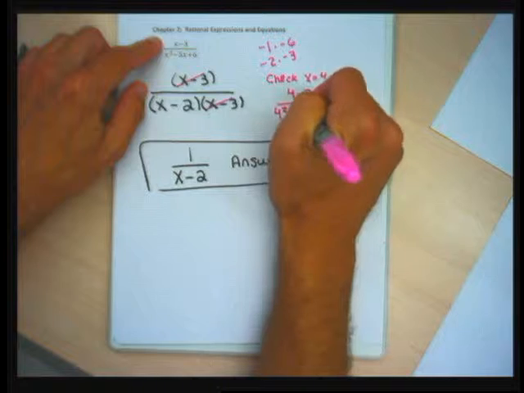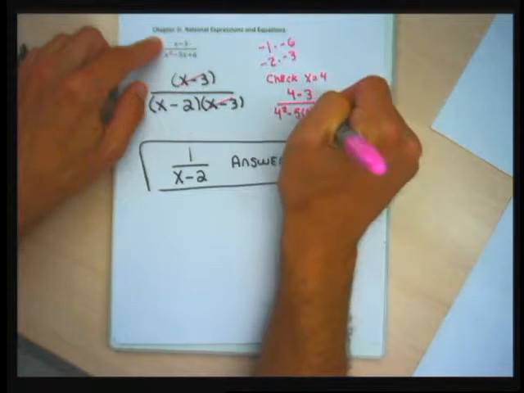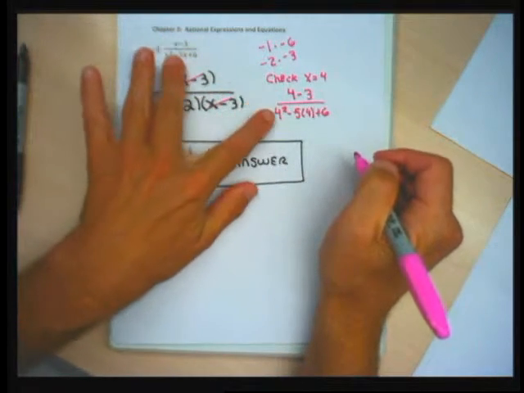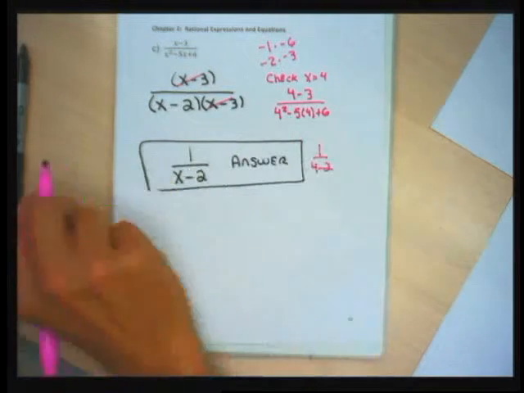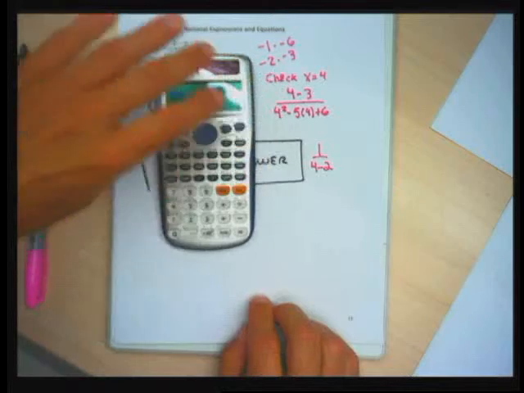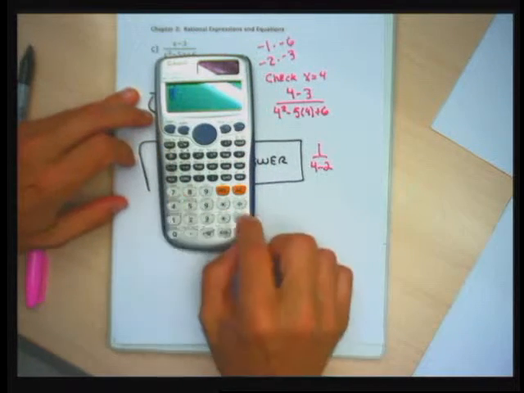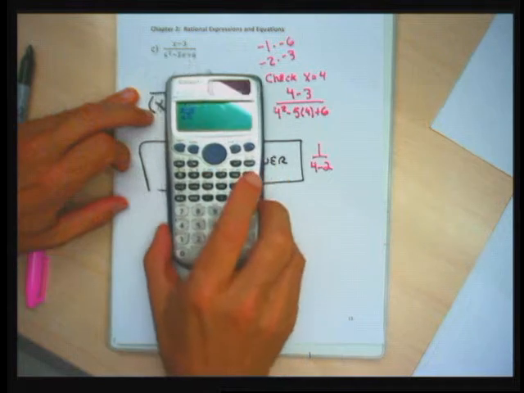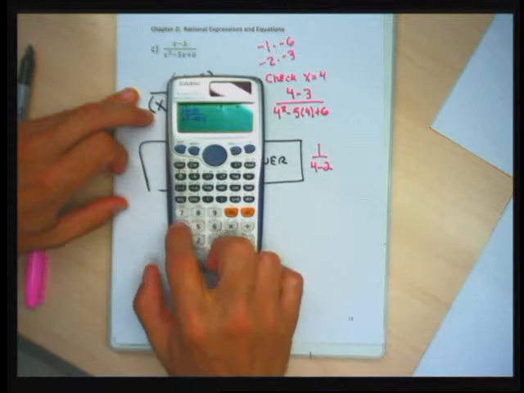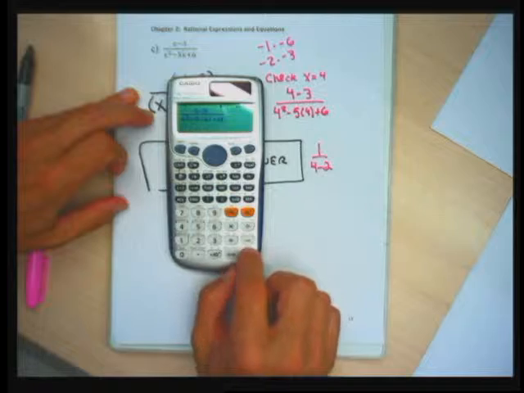But checking with x equal 4, going to the original problem, changing the x to 4, I don't really need the parentheses with the square, but it's okay to have them. I'll go to the original problem and plug 4 in for x. I'll go into my answer and plug 4 in for x. And if I get the same number, I feel good about my work. So fraction 4 minus 3 over 4 squared minus 5 times 4 plus 6.